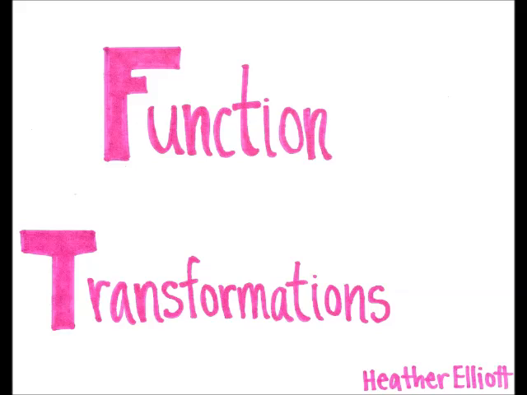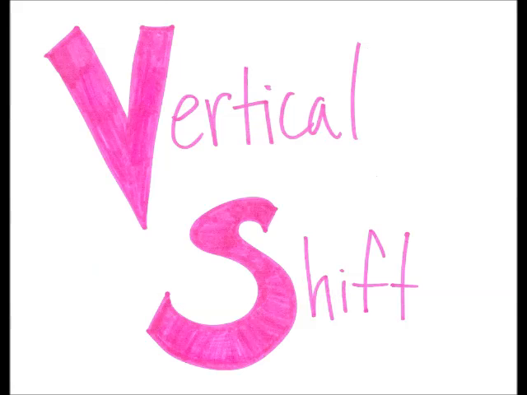Function transformations. A function transformation changes the appearance of a basic parent function by stretching, compressing, and shifting it on a graph. A parent function is the simplest form of a family of functions. For example, the simplest quadratic function is y equals x squared. The first type of transformation is the vertical shift.